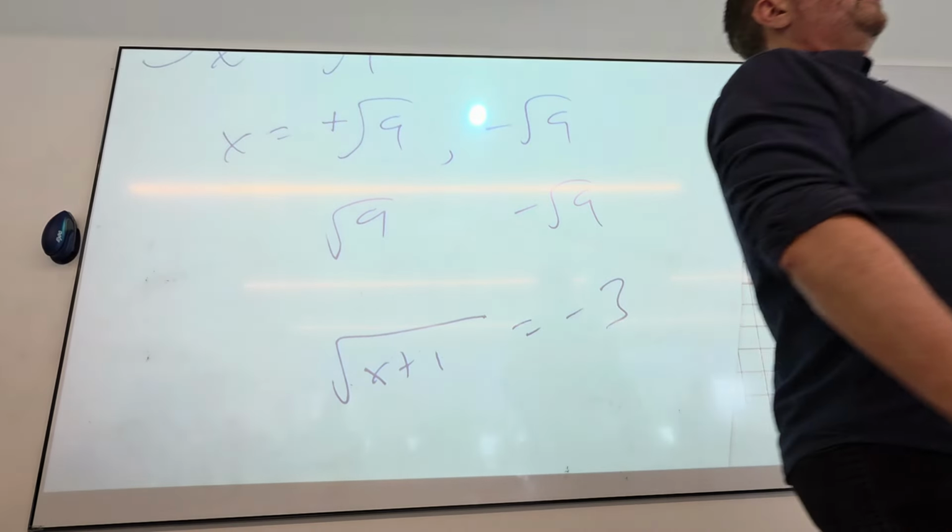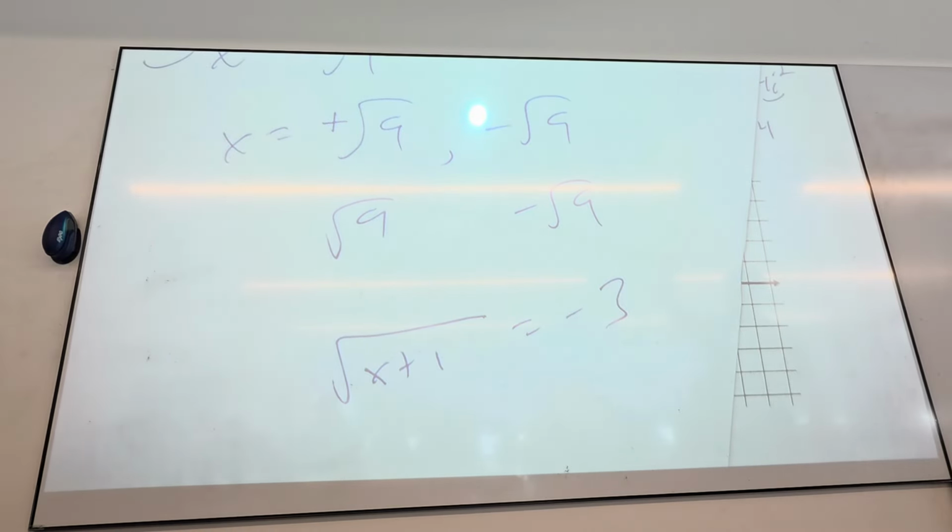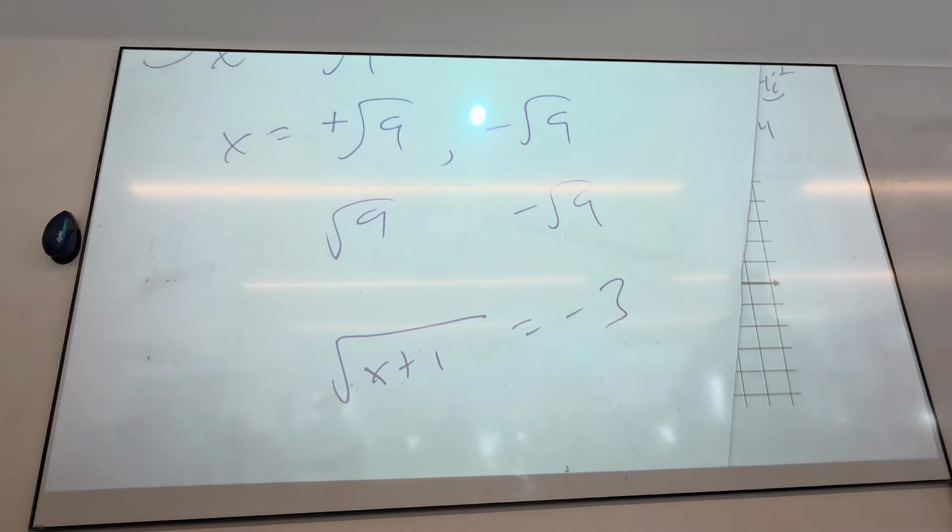I don't have to go any further. It's trying to say a positive number equals a negative number. I'm like, you silly equation. It's not its fault. It didn't want to exist. Existence is pain.